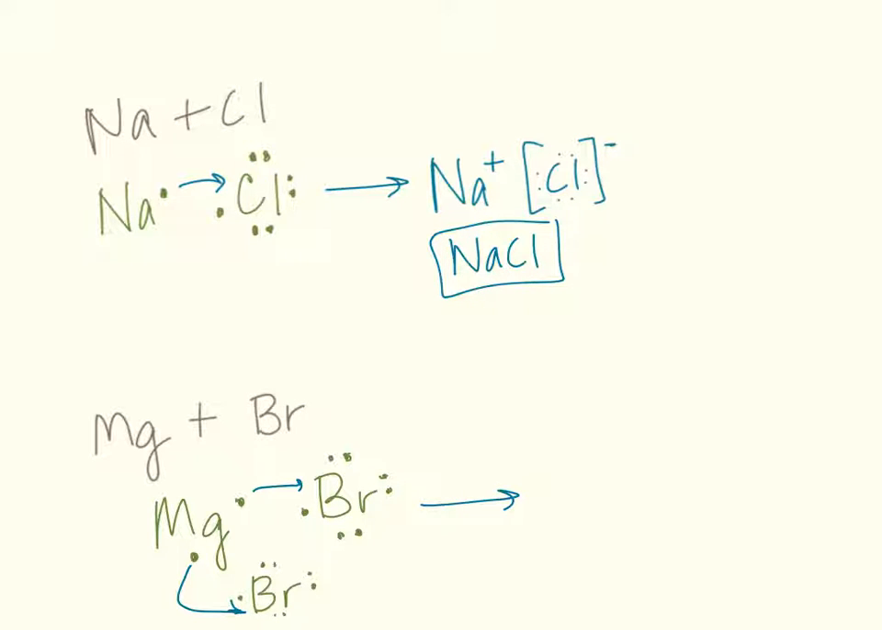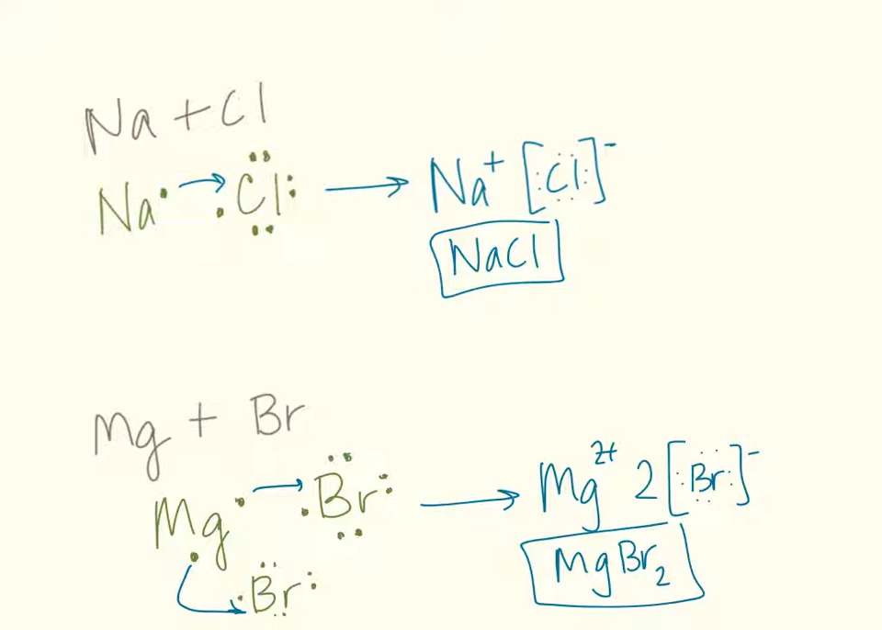So if we redraw this, magnesium now has a 2+ charge, and we've got 2 bromines. And so the formula for this would end up being magnesium, bromine, and then we have 2. So it's MgBr2.